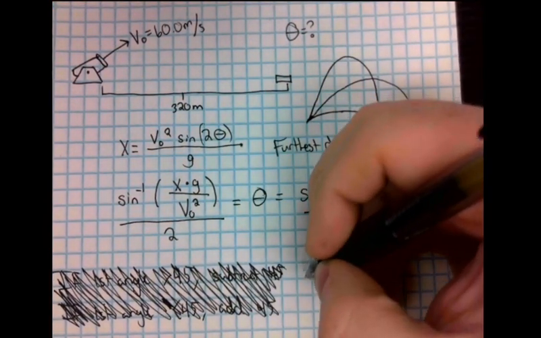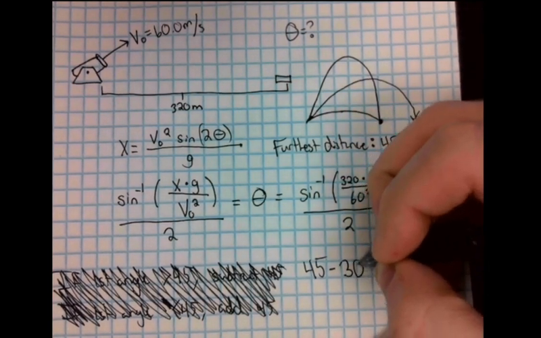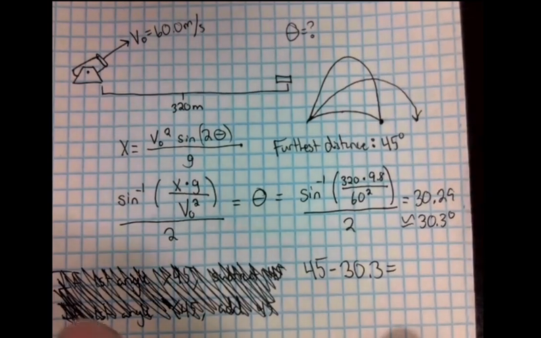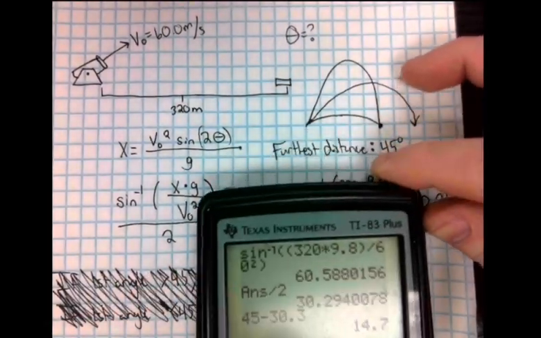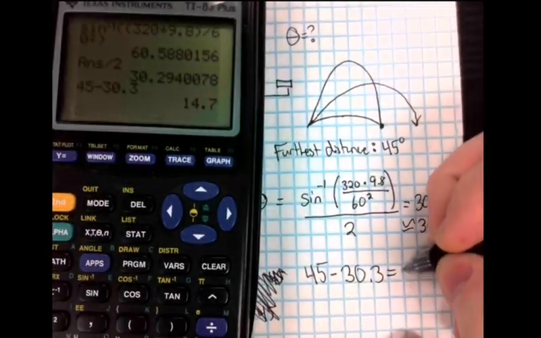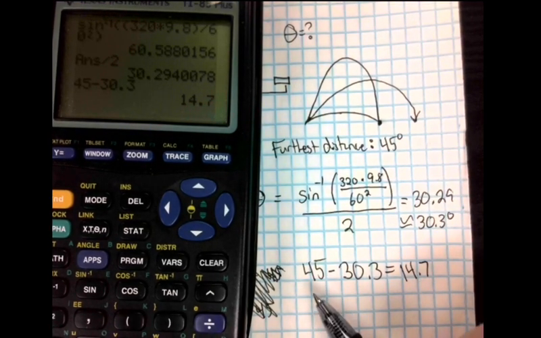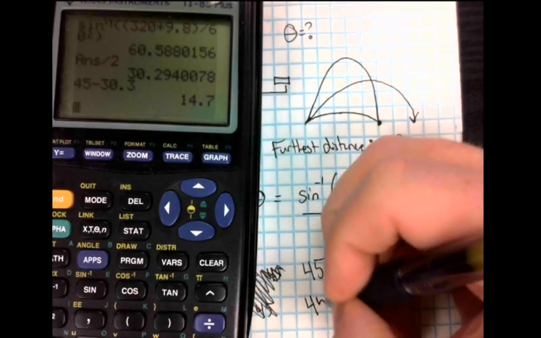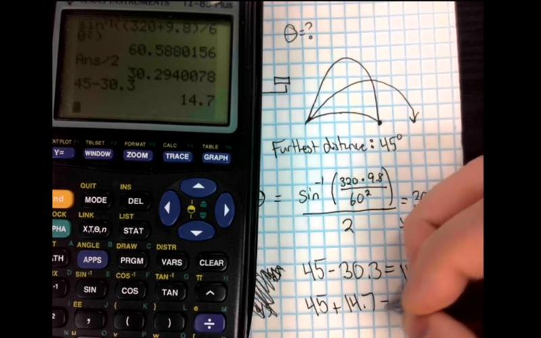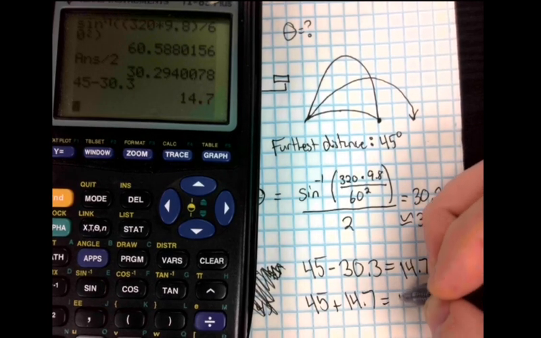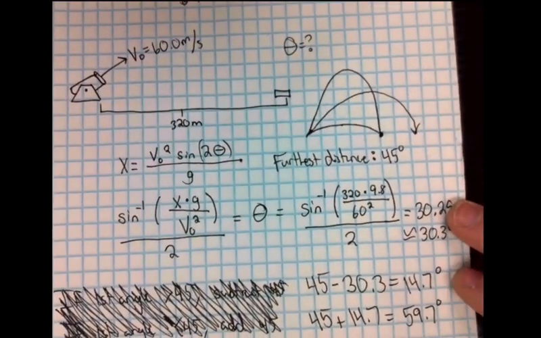We are going to take 45, subtract the number, 30.3, and I will get 14.7. So since this is 14.7 degrees away from 45, we're going to go the other direction. 45 plus 14.7. I tried to skip too many steps in my explanation there. So if we add those two together, we'll get 59.7 degrees as our second option for it.